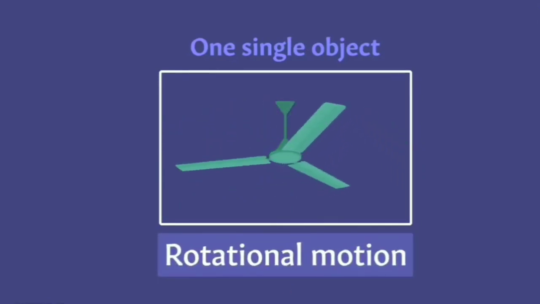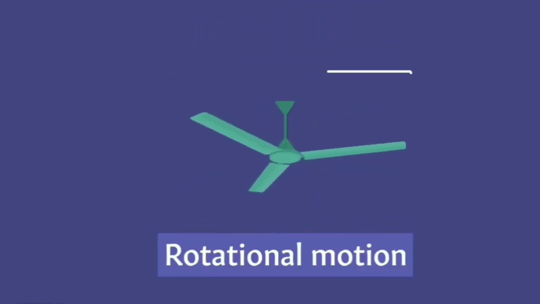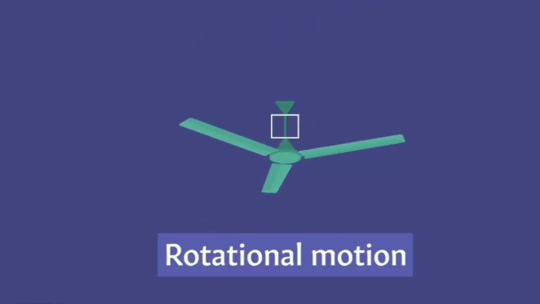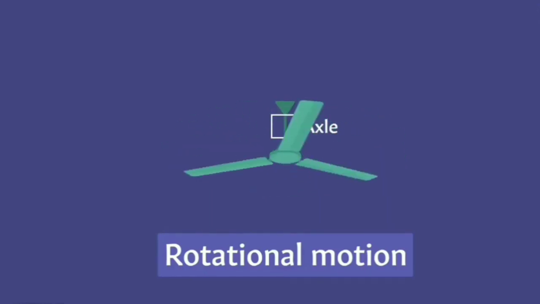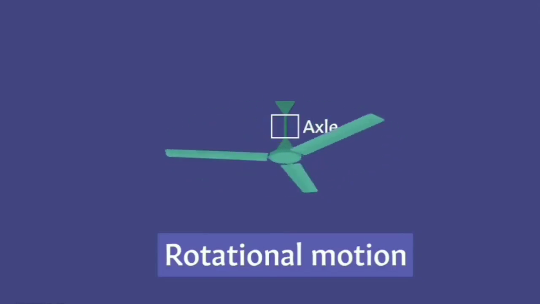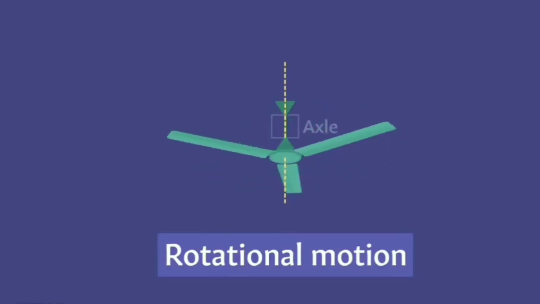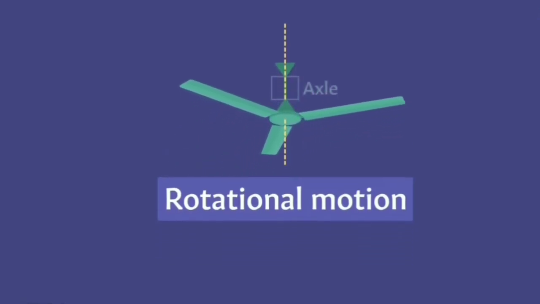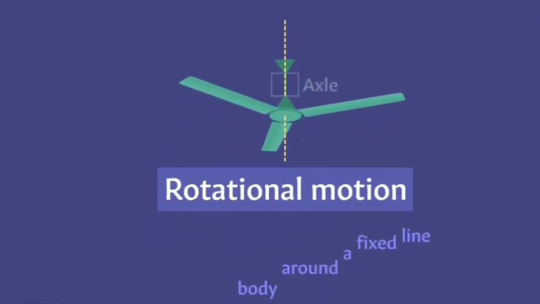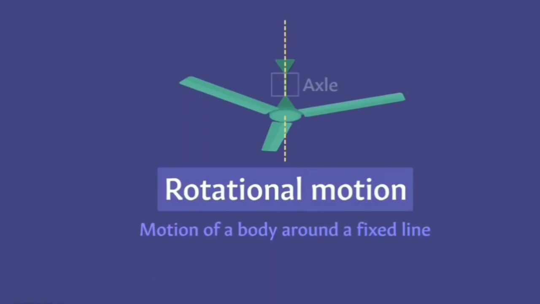Before actually defining this type of motion, let's try to understand it first. This rod here is called the axle, and the entire fan is spinning around this axle. Or you can also say that the entire fan is spinning around this fixed line. This type of motion is what we call rotational motion. Now we will define it in simple words. A body is said to be performing rotational motion if it's spinning around some fixed line. And the fixed line is also called axis of rotation.